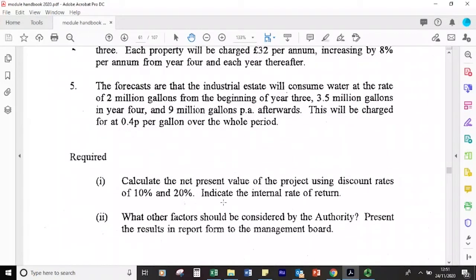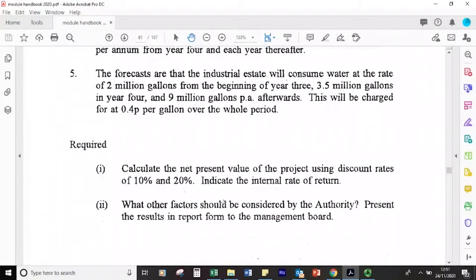Alright, so what we need to do, calculate the net present value of the project using discount rates of 10% and 20%, indicate the internal rate of return. So we haven't discussed internal rate of return. This is something which we will be discussing in this question. So our starting point should be to calculate NPV at 10%, just like we have done it in DCF, slightly more complicated though. So let's go to our Excel sheet now.